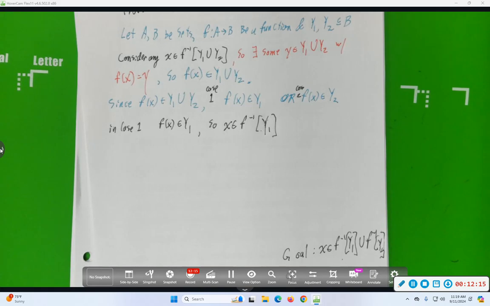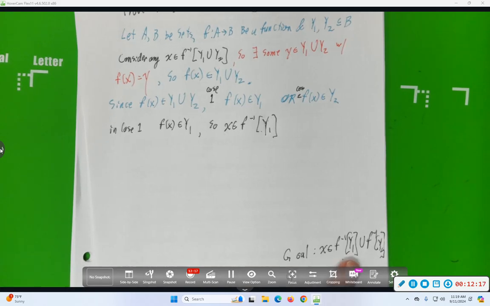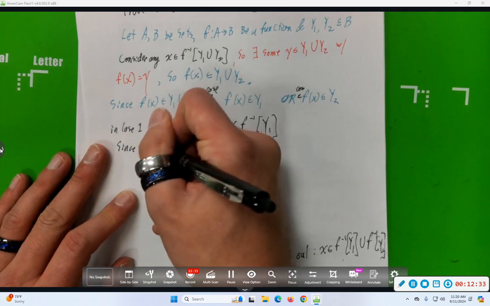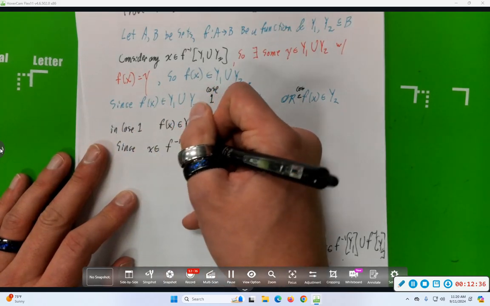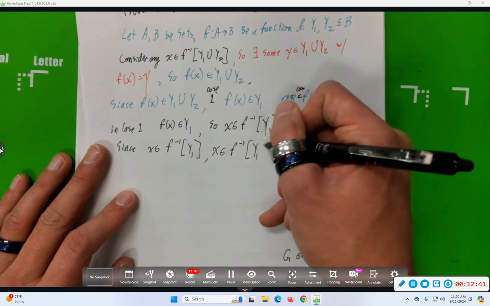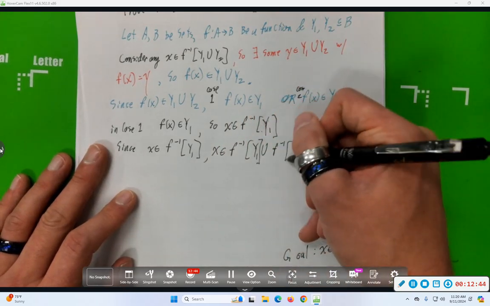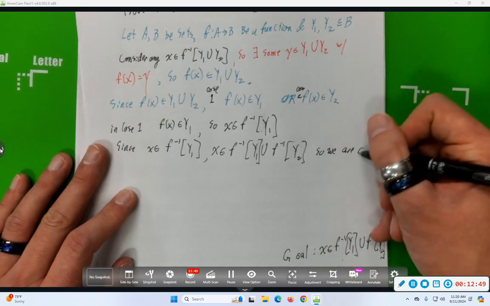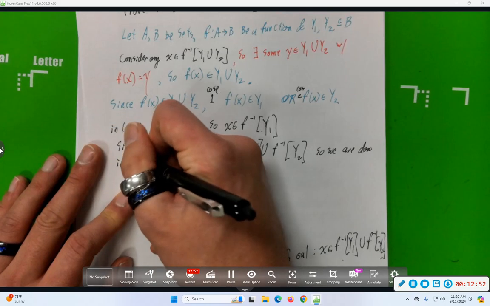So if x is in f inverse of y1, how can you get this conclusion? Is it basically automatic? Yeah, unions make sets bigger. Since x is in f inverse of y1, x is in f inverse of y1 union f inverse of y2. So we are done in this case.